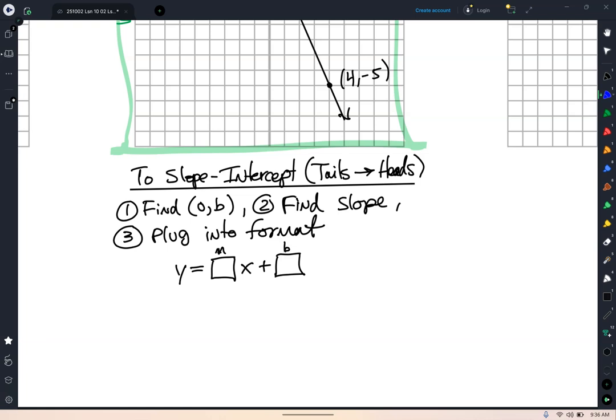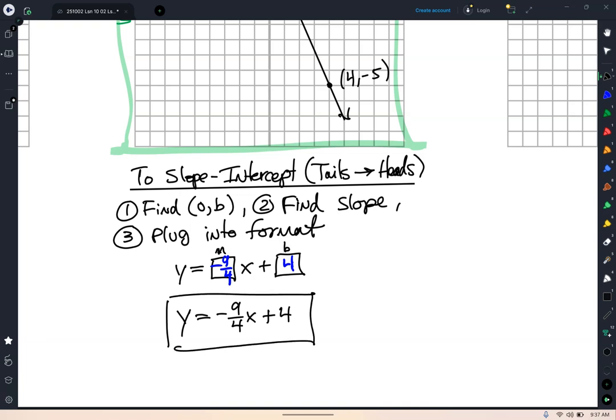So I know that my b is going to be a 4. So I'll write that in here. And then I know that I did my slope. We just calculated it. We know it's down 9 and right 4. So we'll go minus 9 and 4 like that. And then once we have our pieces in the right place, we will write our final version of our slope-intercept linear equation with our negative sign out front. And there you have it. Heads to tails, tails to heads.